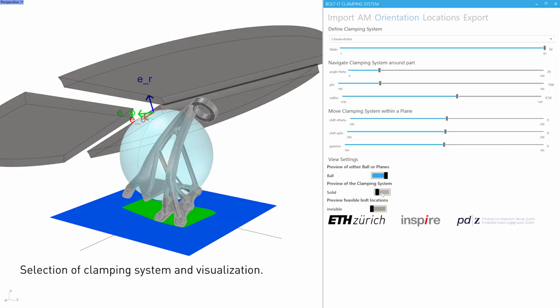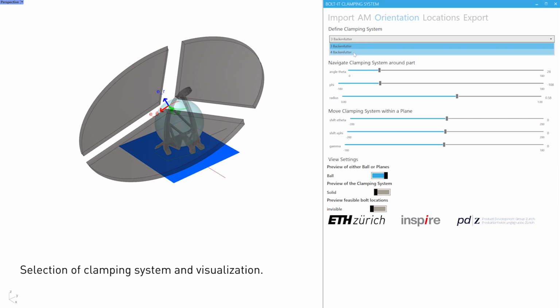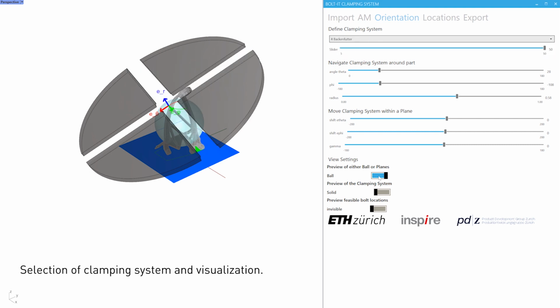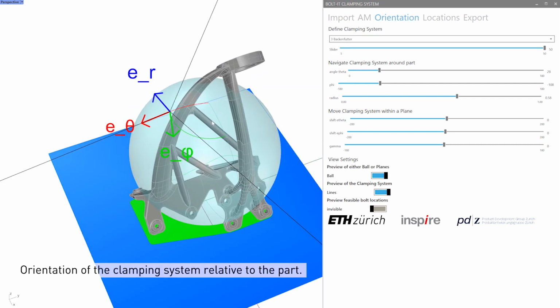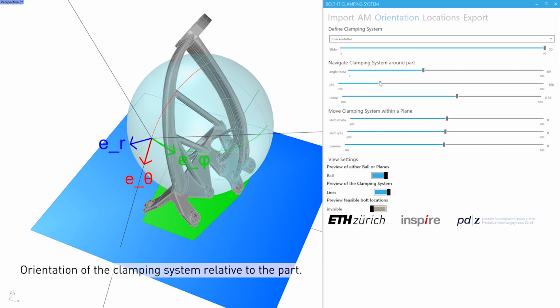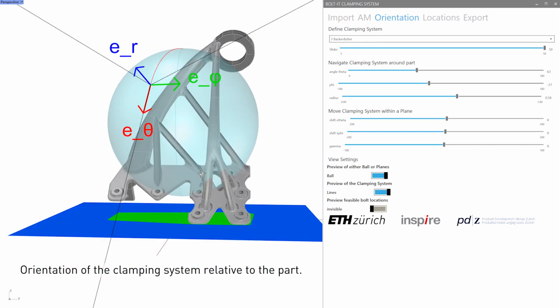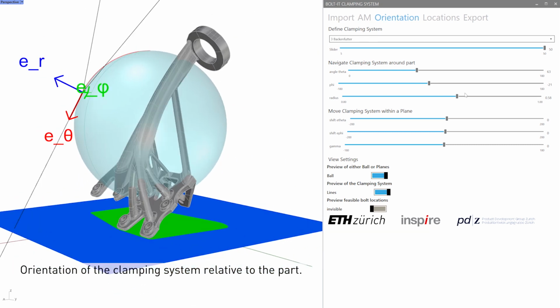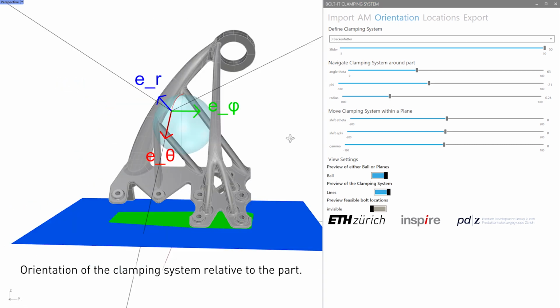The clamping system can be chosen with either 3 or 4 jaws, and it can be visualized either as a solid body or as abstracted clamping lines. The plane of the clamping system can be oriented relative to the part using 3 variables. Three additional variables can be used to transform the clamping system on the clamping plane.